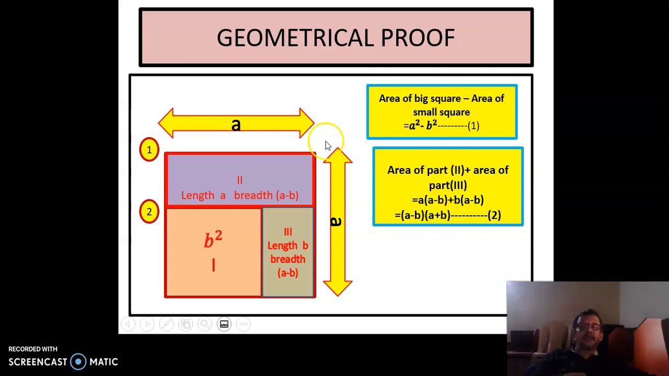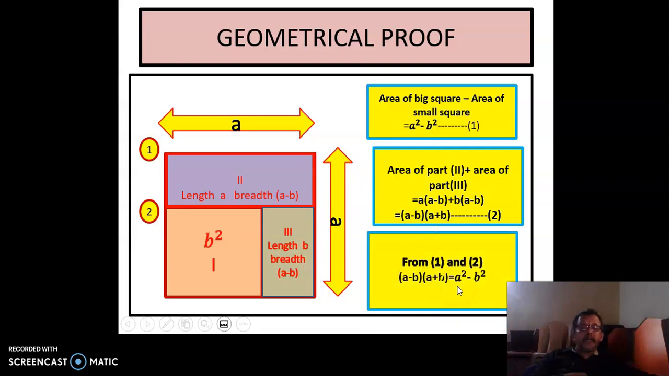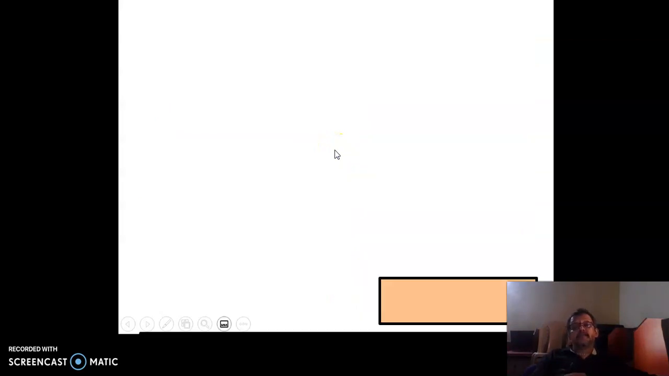So from 1 and 2, the area of this big square minus area of this small square, the remaining part is equal to this. So therefore a squared minus b squared is equal to a plus b into a minus b, or a plus b into a minus b equal to a squared minus b squared. This is the beautiful geometrical proof of a plus b into a minus b.